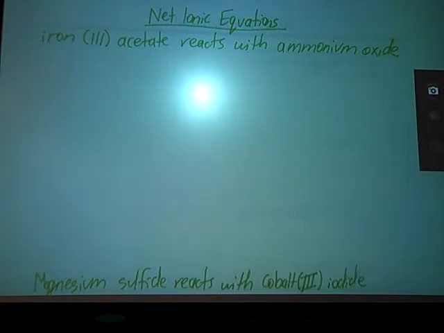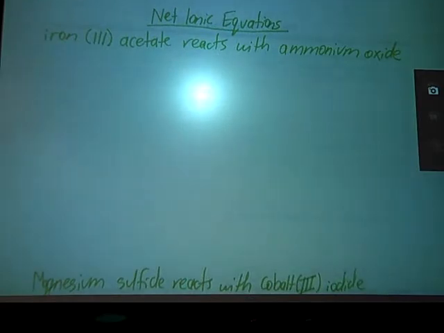So net ionic equations, again, we're looking for that net reaction. Overall, what is changing? This is kind of your proof, if you will, of the reaction that's occurring. So I have two examples here that I'm going to try to get through.